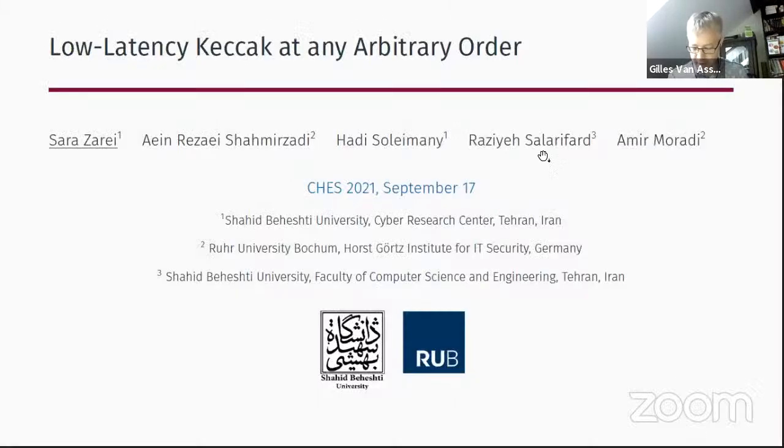Okay, thank you. So the next talk is about low latency Keccak at any arbitrary order. The paper is from Sara Zarei, Aein Rezaei Shahmirzadi, Hadi Soleimany, Raziyeh Salarifard, and Amir Moradi. And Sara will give the talk, so the floor is yours.